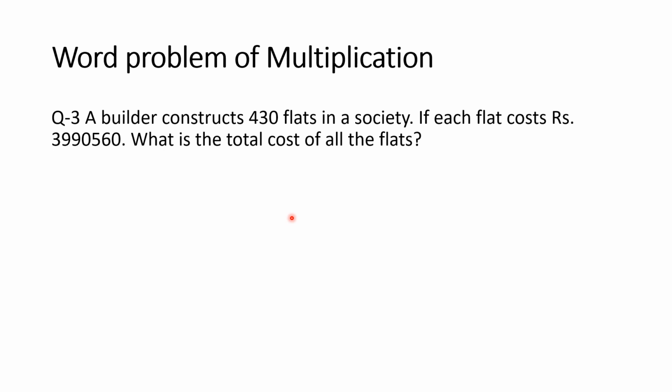So now it is practice time and you have to solve this word problem by yourself. A builder constructs 430 flats in a society. If each flat costs rupees 39 lakh 90,560, what is the total cost of all the flats? So do it by yourself.